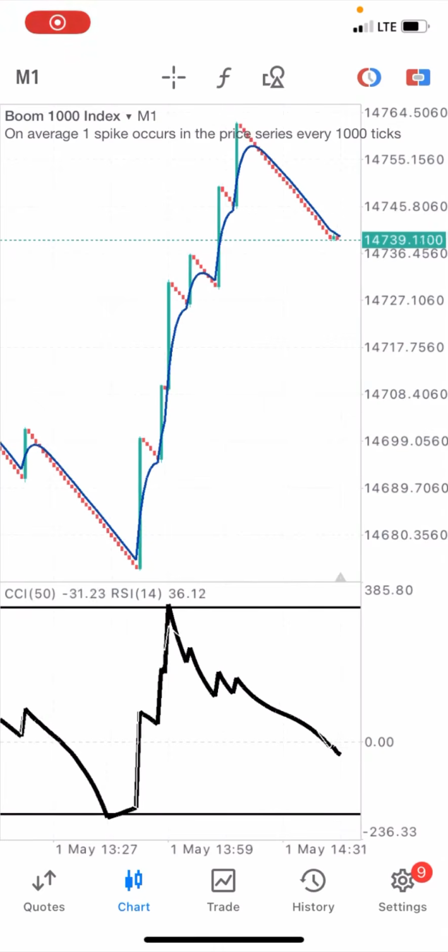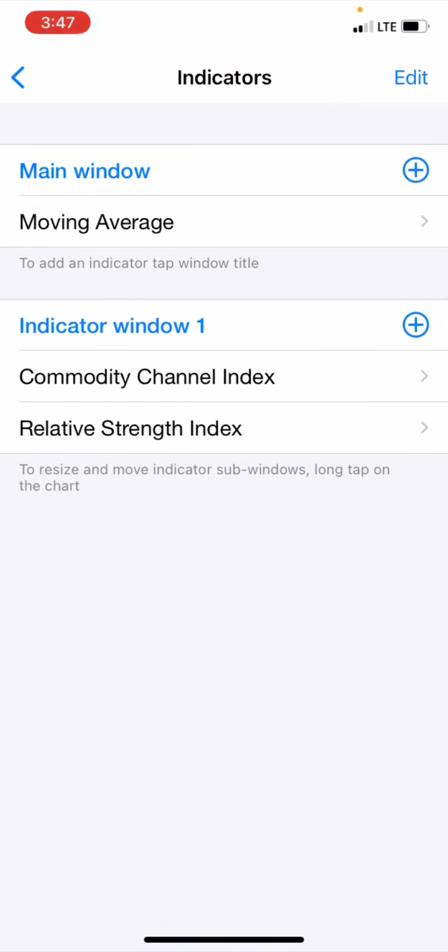All right, so we are going to be using just three indicators on this particular one. We are going to be needing the moving average on our main charts. We are going to use the commodity channel index and the relative strength index for the indicator window. We are going to add that to the indicator windows. So please make sure you do it exactly as I am explaining on this video.